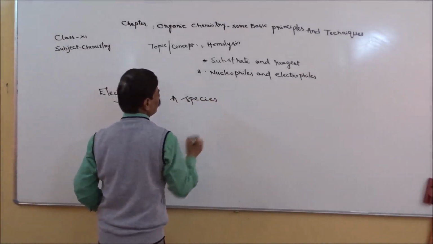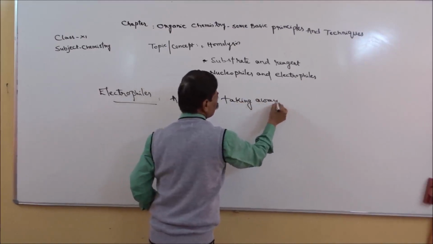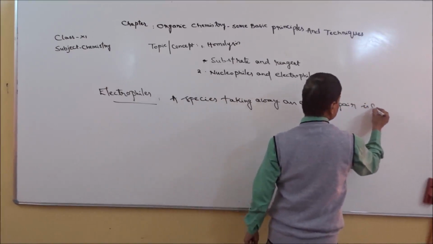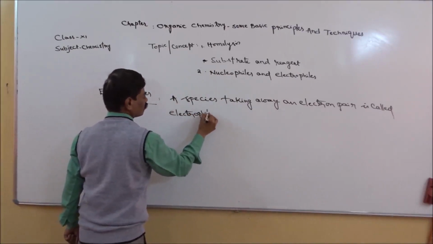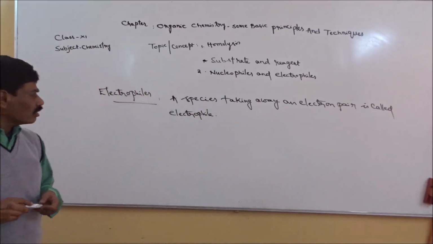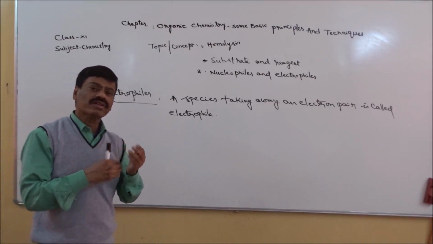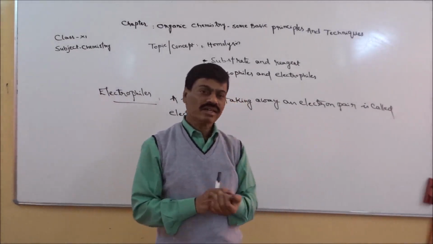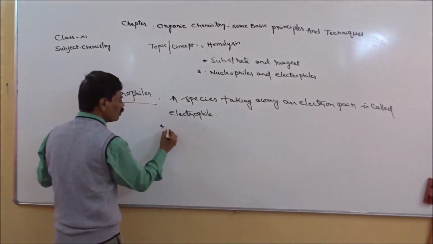A species taking away an electron pair is called an electrophile. So to take away an electron pair with it means it should have quite the opposite charge. Then only can it attract that electron pair and take it with it. So an electrophile should have positive charge. Nucleophile, negative charge.